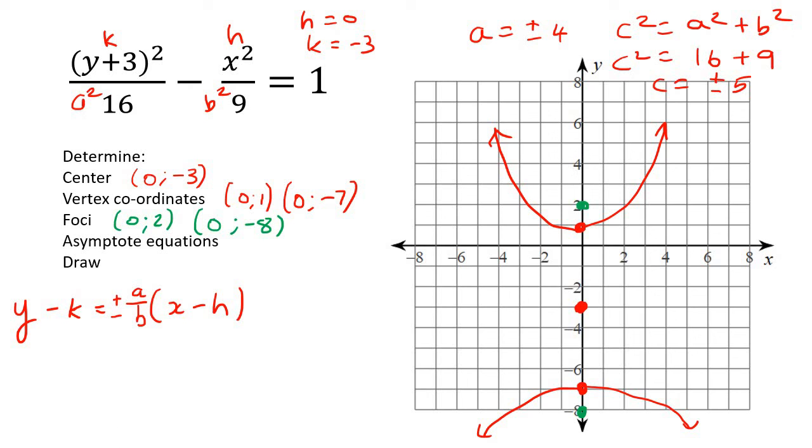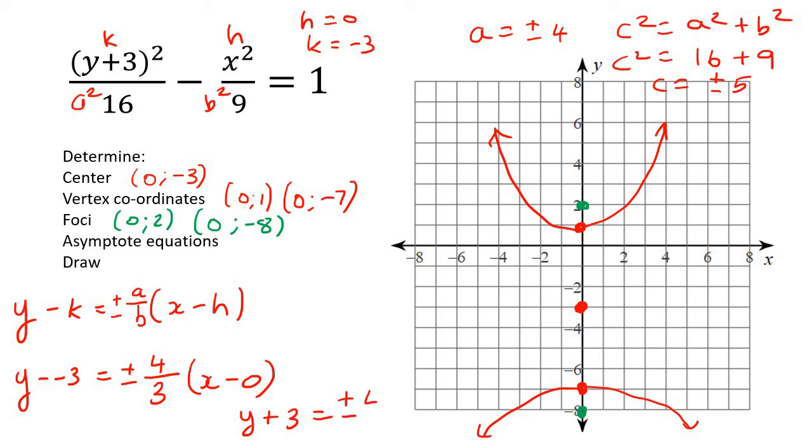So k we said was negative 3. So it's going to be y take away negative 3. Then it's going to be plus and minus. Now a is 4, b is 3, and then x take away 0. And then we can just simplify that to become y plus 3. Whoops, I'm running out of space. So y plus 3 equals positive and negative 4 over 3, and then x, because x take away 0 is just x.